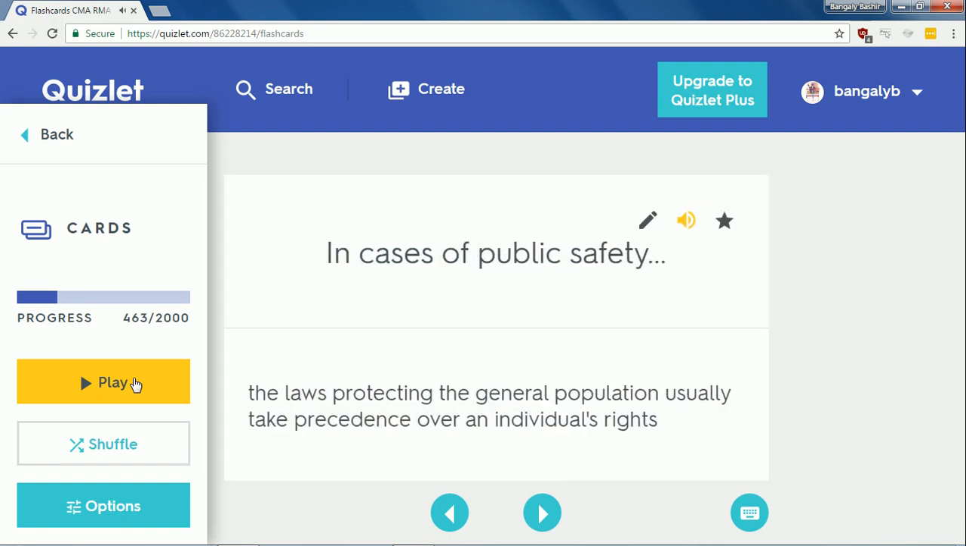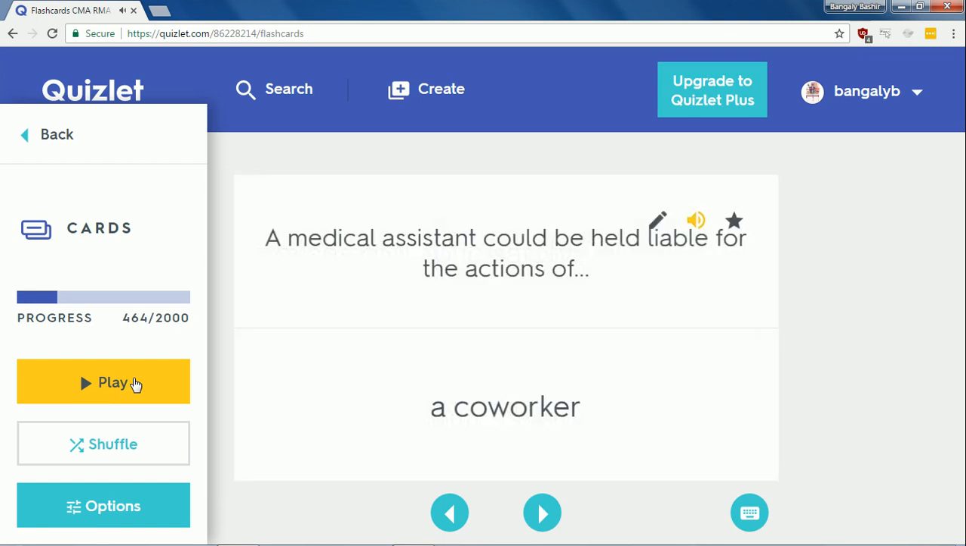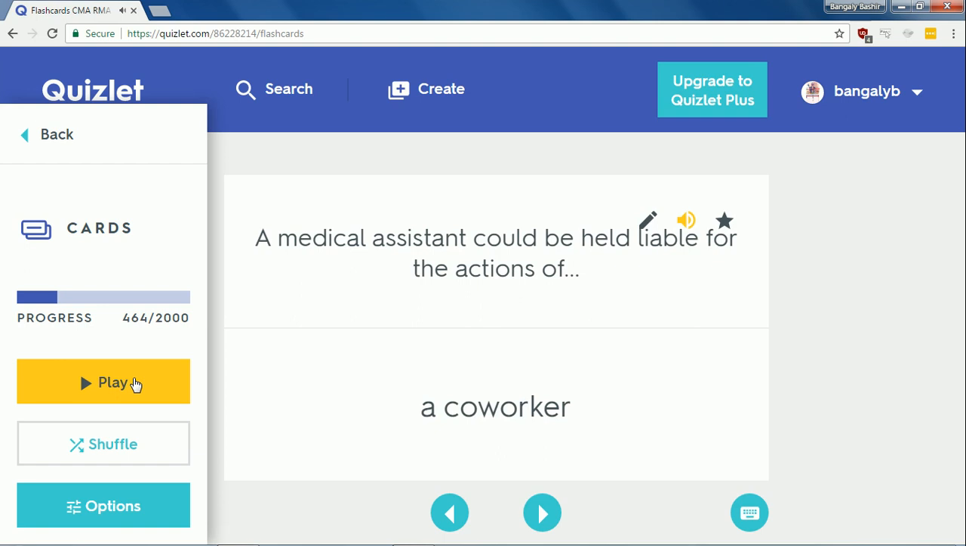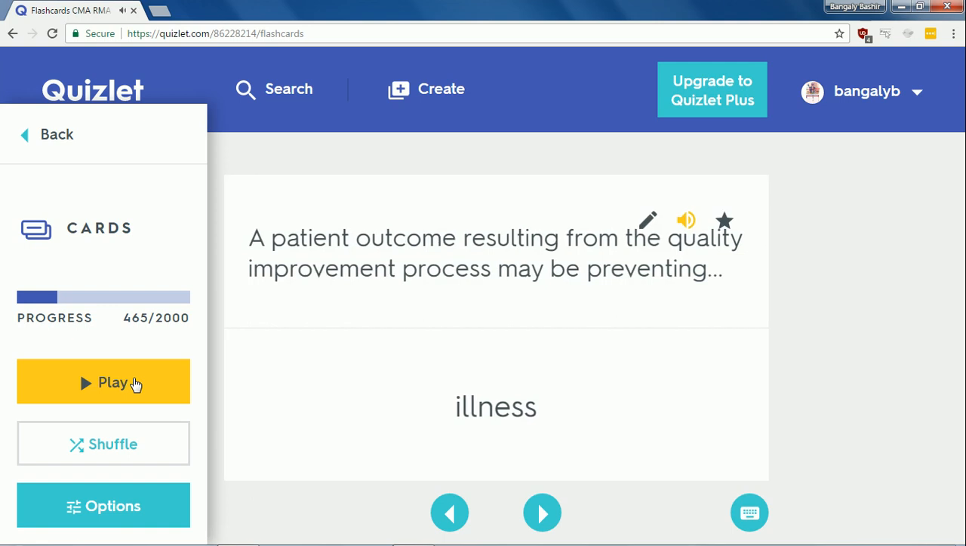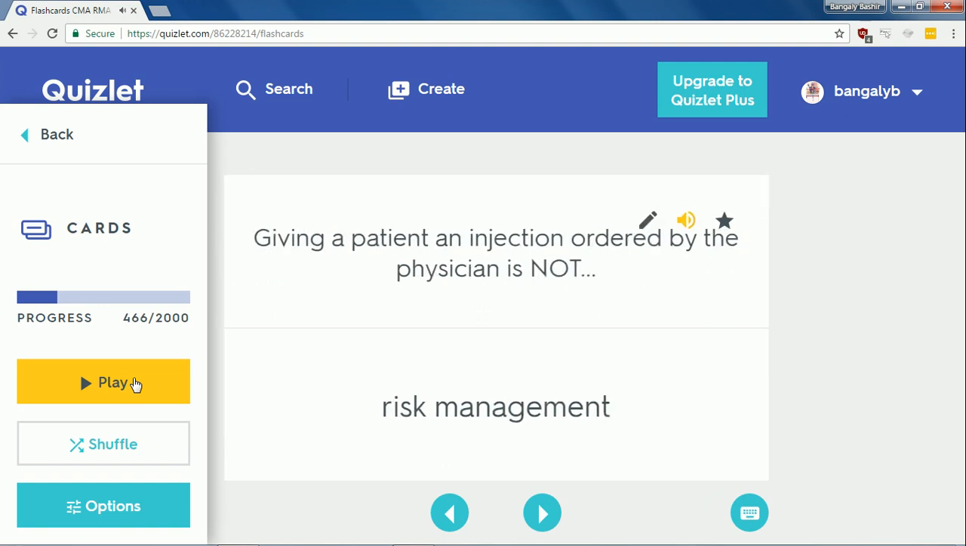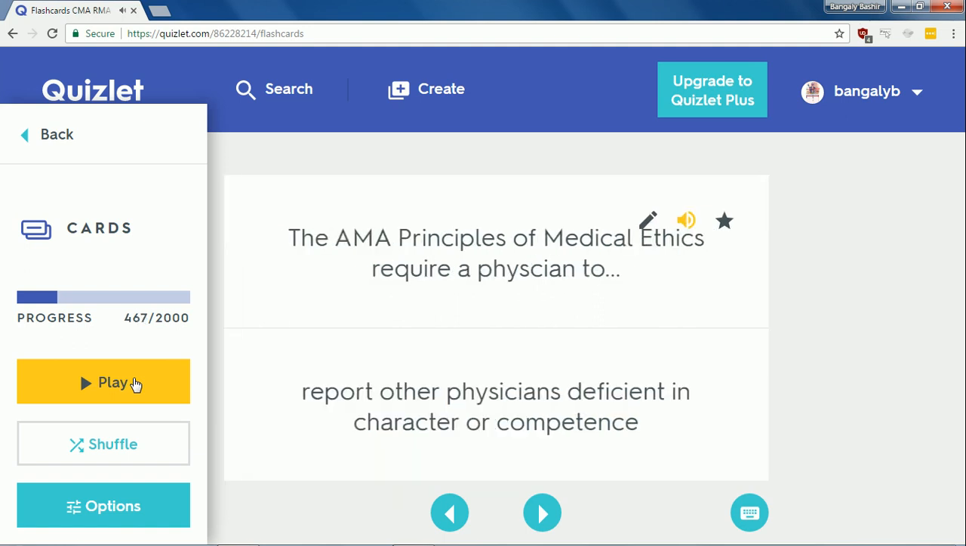In cases of public safety, the laws protecting the general population usually take precedence over an individual's rights. A medical assistant could be held liable for the actions of a coworker. A patient outcome resulting from the quality improvement process may be preventing illness. Giving a patient an injection ordered by the physician is not risk management. The AMA principles of medical ethics require a physician to report other physicians deficient in character or competence.